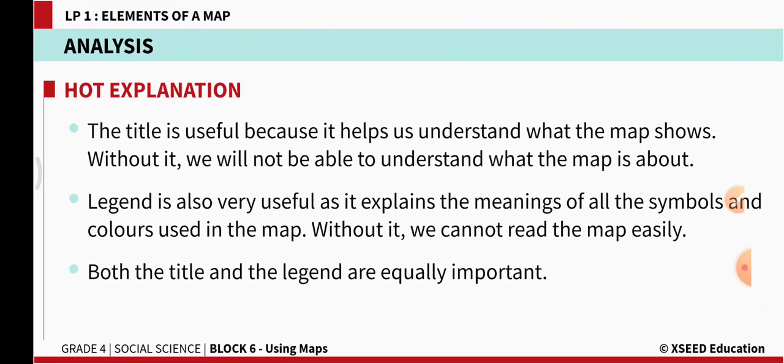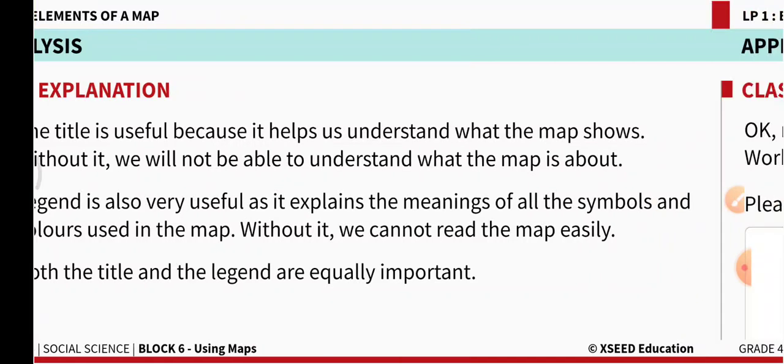The title is useful because it helps us to understand what the map shows. Without the title, we will not be able to understand what the map is about. Legend is also very useful. It explains the meanings of all symbols and colors used in the map. Without it, we cannot read the map easily. So, after reading this, we understand that both the title and legend are equally helpful for us. Both are very important elements of the map, right?